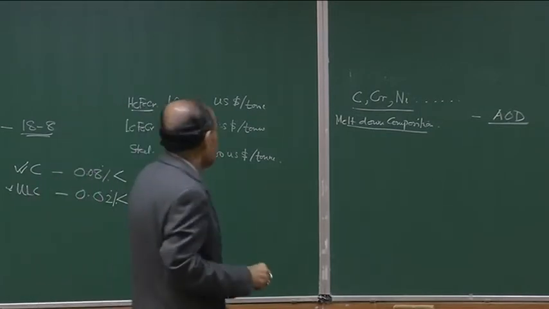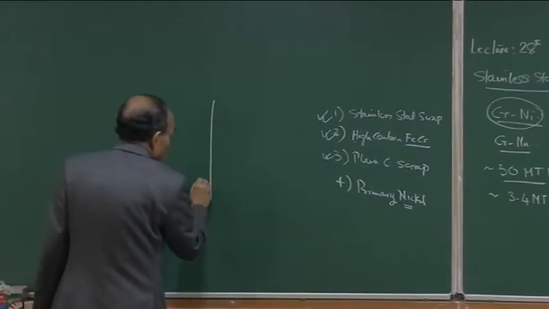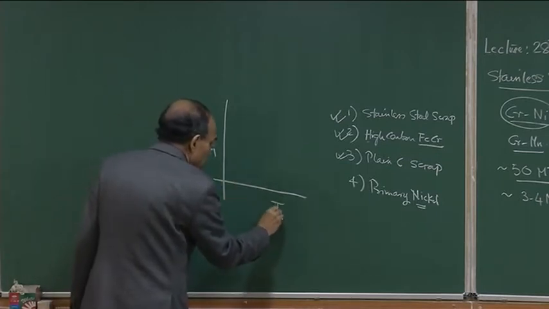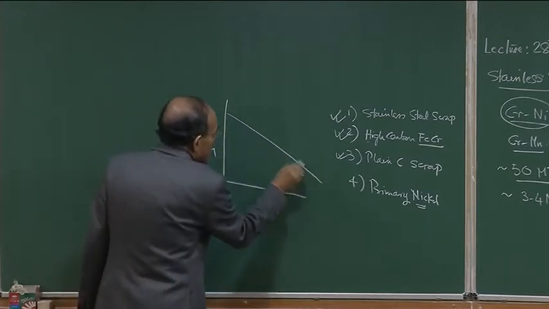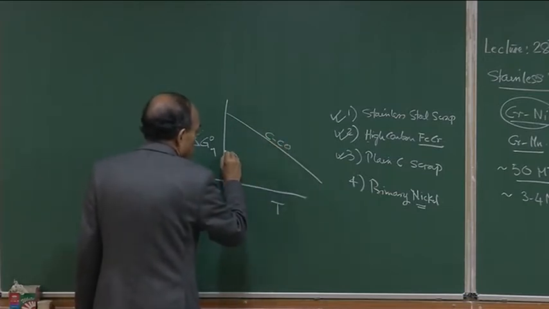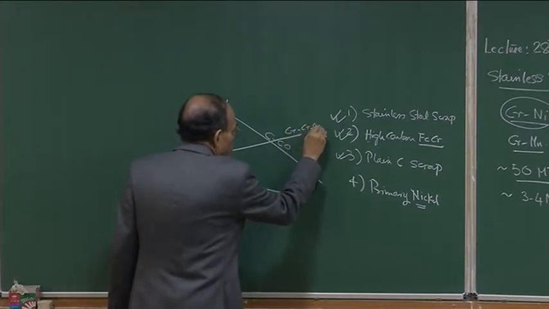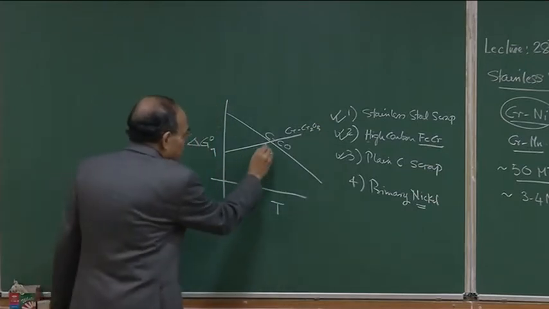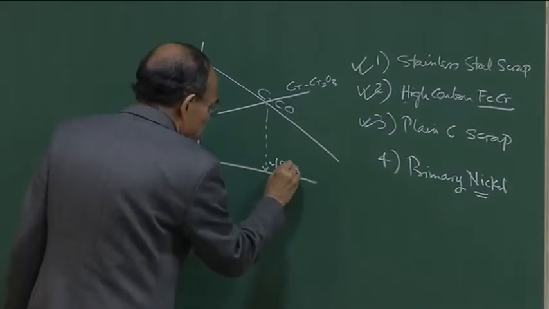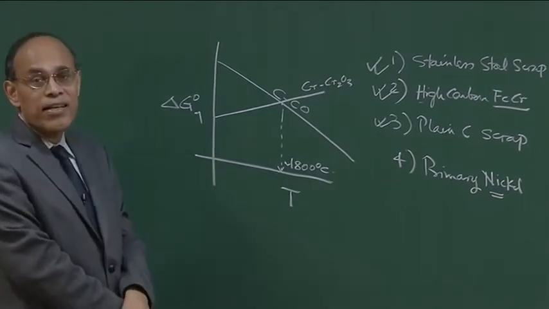Let us quickly see this on the plot of free energy of formation, delta G naught versus T. This is the carbon, carbon monoxide line, and this is the chromium oxide line. And what is this temperature? This temperature is approximately 1800 degrees centigrade, 200 degrees centigrade higher than steel making temperature.